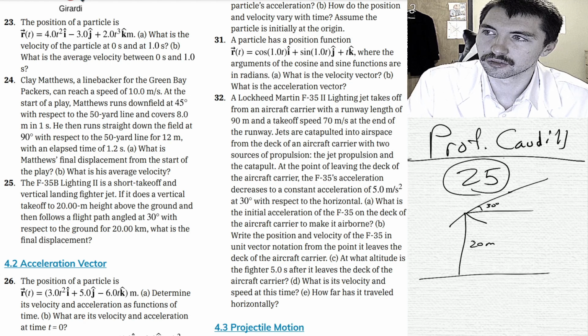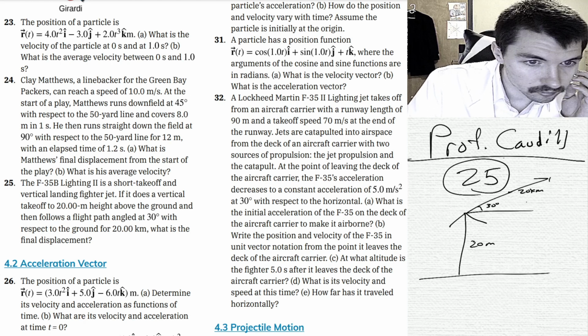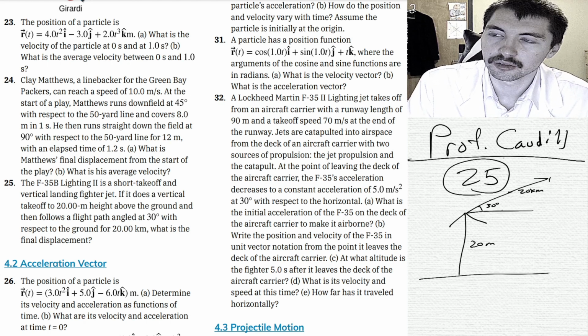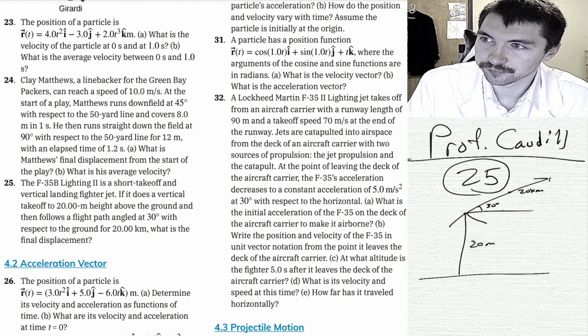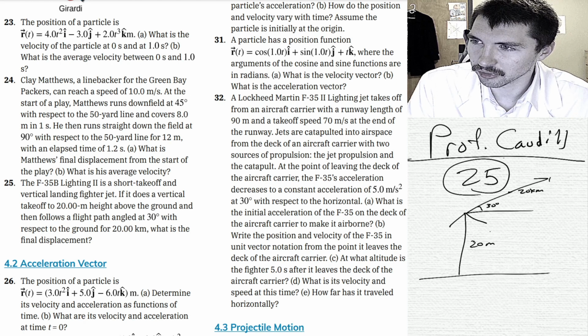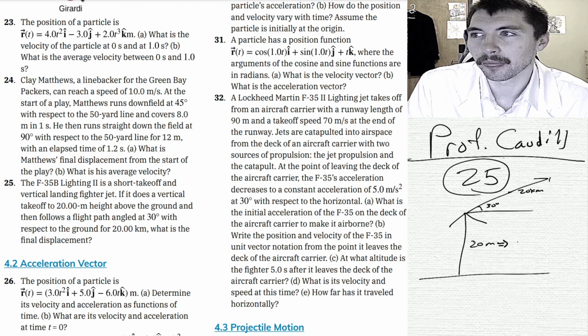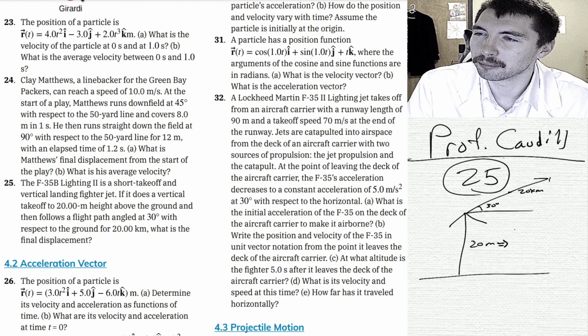for 20 kilometers. Okay, so what's the final displacement? We should probably convert this into kilometers. There's 1,000 meters in a kilometer.